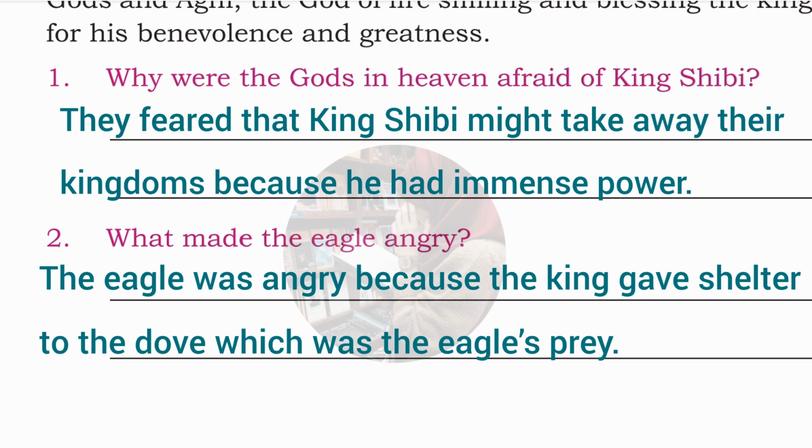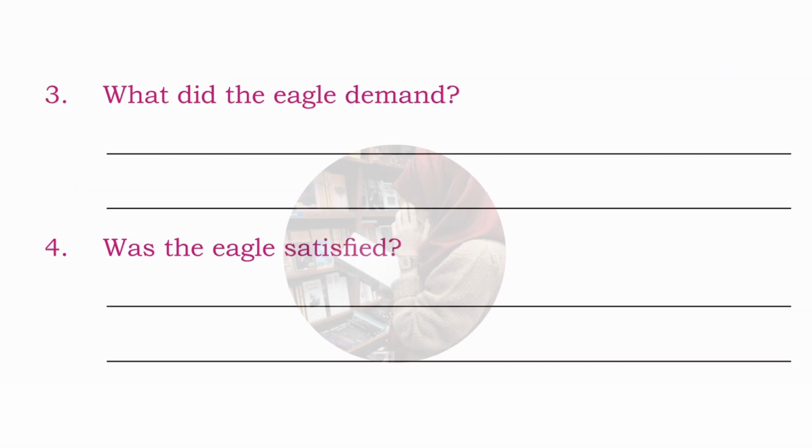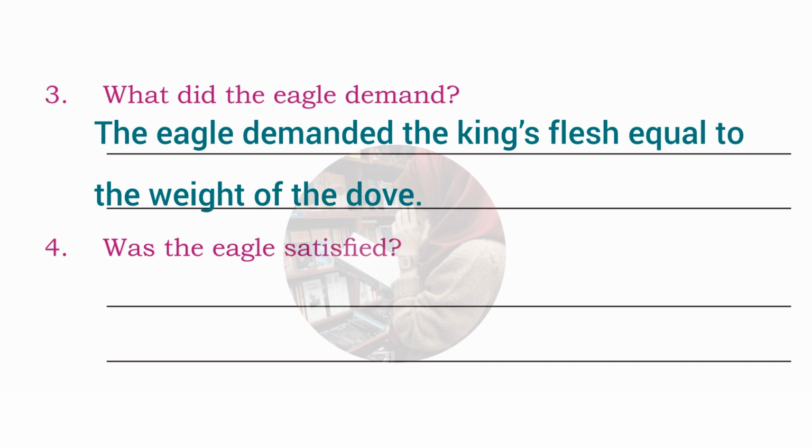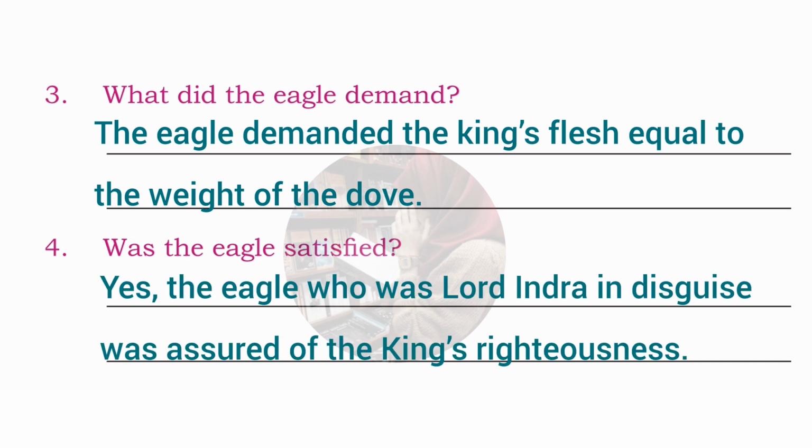Okay guys, now we'll see the third question, which is, what did the eagle demand? Answer: the eagle demanded the king's flesh equal to the weight of the dove. Fourth question is, was the eagle satisfied? Answer: yes. The eagle, who was Lord Indra in disguise, was assured of the king's righteousness.